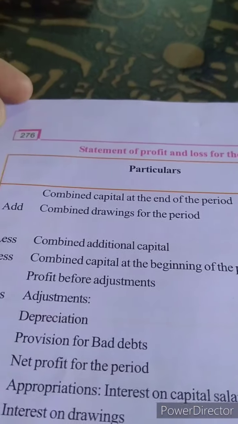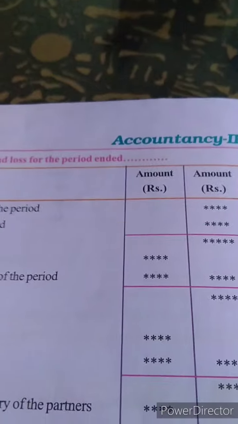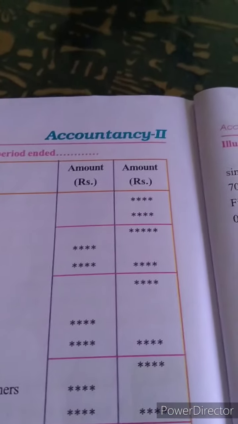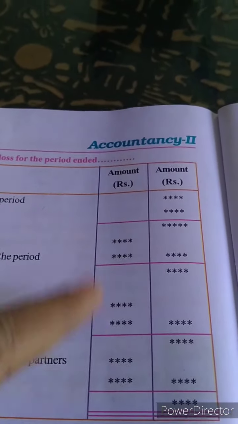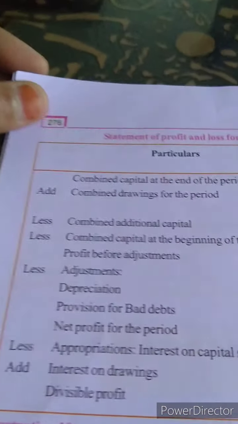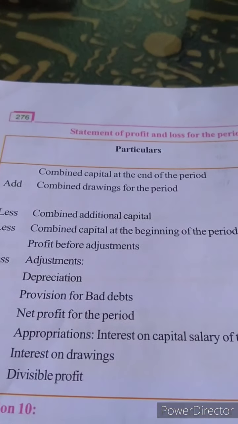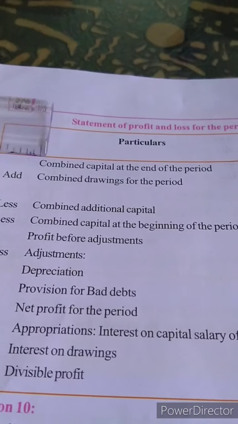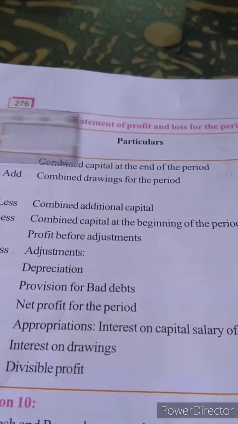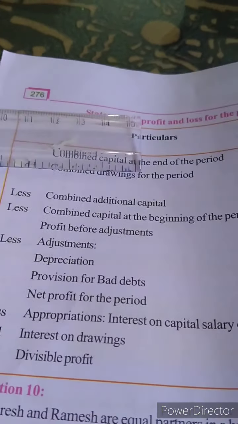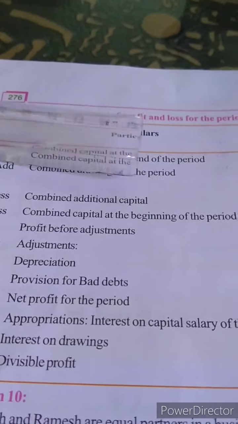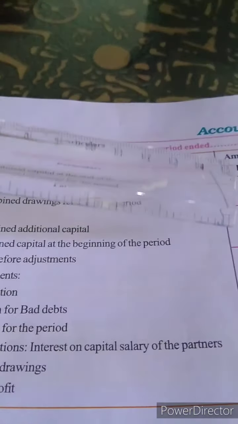So for now, have a look at the format. This is our format, dear students. Have a look. Statement of profit and loss for the period ended, and here we have kept two columns. One is for internal calculations, and we'll put the final amount in the outer column. Combined capital at the end of the period. Combined capital of whom? Of the partners. Then add combined drawings, whatever drawings both of them have done during that year, that will be added.